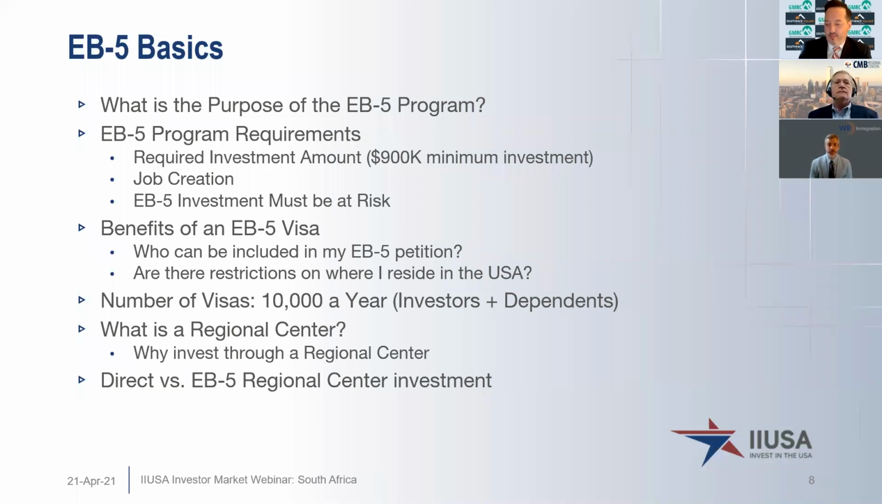And as Kai mentioned, one investment would be for the whole entire family. So that would include the investor, his or her spouse, and any children under age 21 at the time of their filing, as long as there's no visa backlog. And all investors would need to prove that the source of their funding is derived from a lawful source.